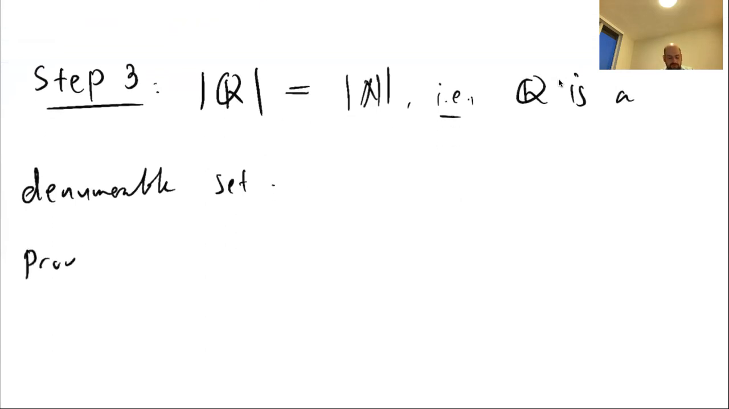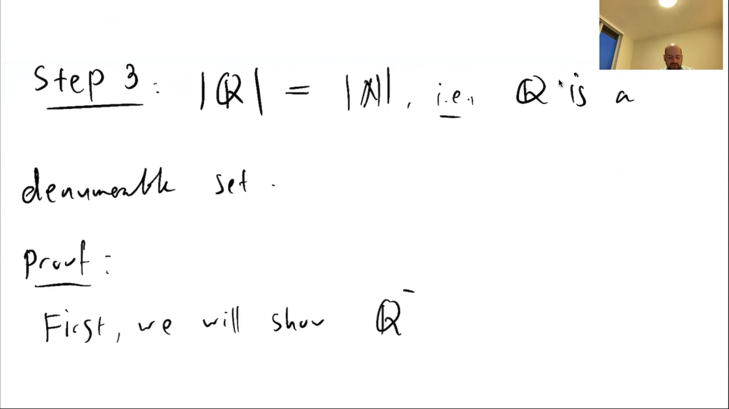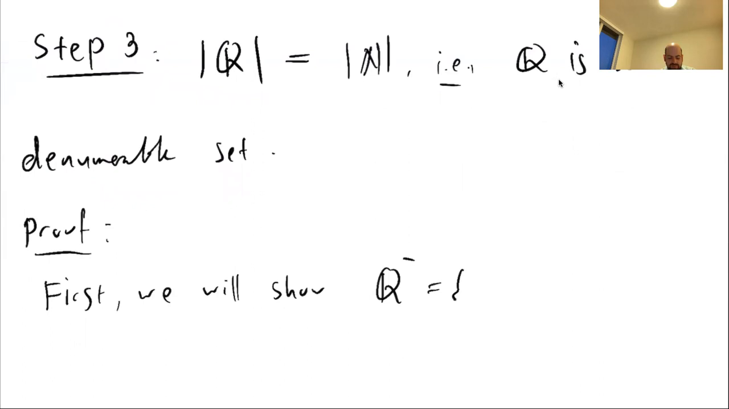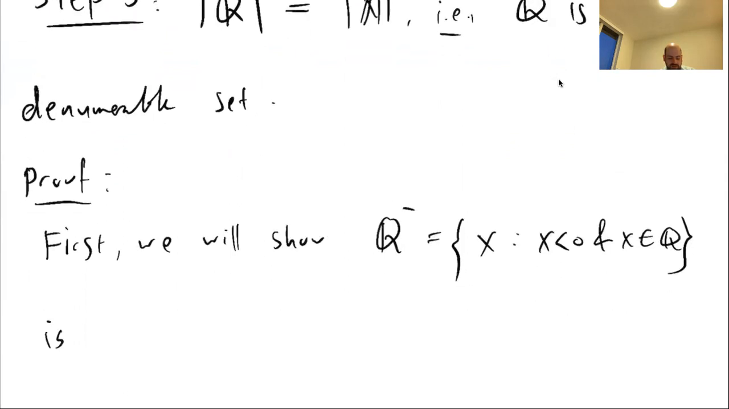Okay, now proof of this. First, we will show that the set of negative rational numbers, so this means x such that x is less than 0 and x belongs to Q, is denumerable.